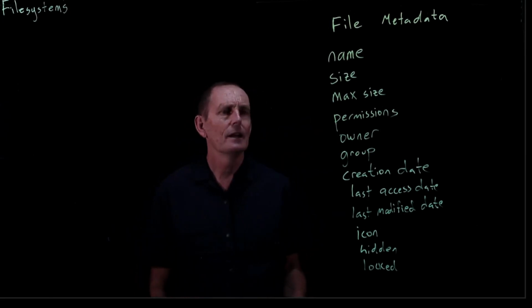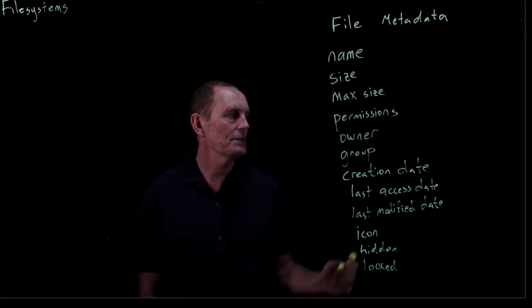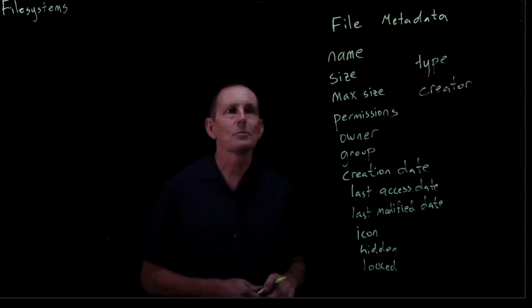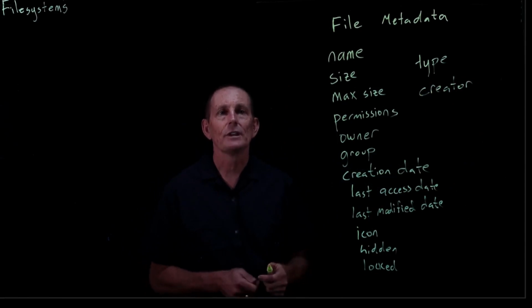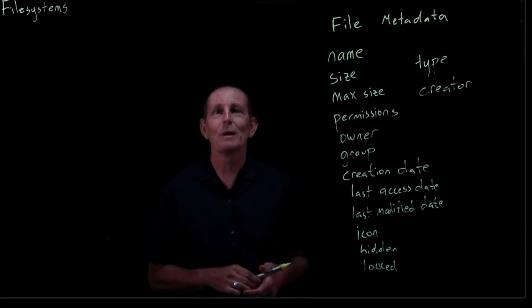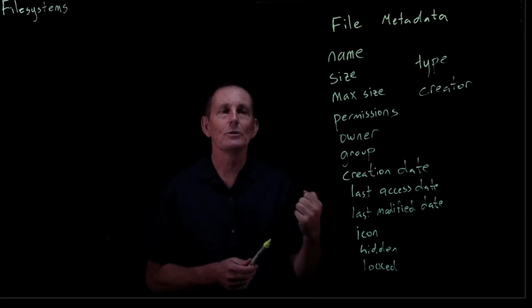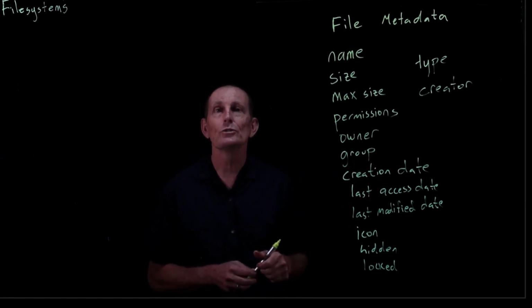Other metadata included in classic Mac OS, for instance, was a type and a creator. The type was the type of the file that specified, for instance, that it was a text file, or a Microsoft Word document file, or a spreadsheet file, and so on. And the creator said who created it. That is, when you open this file, which application should open it.